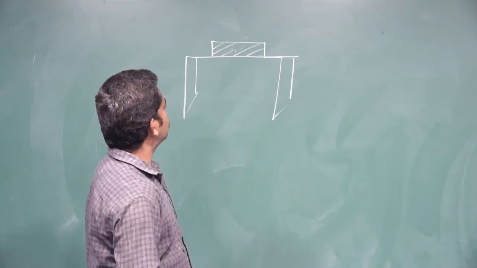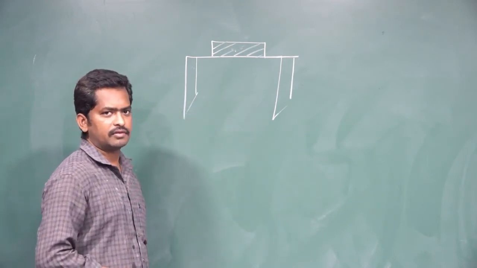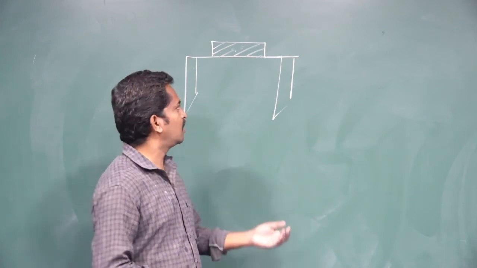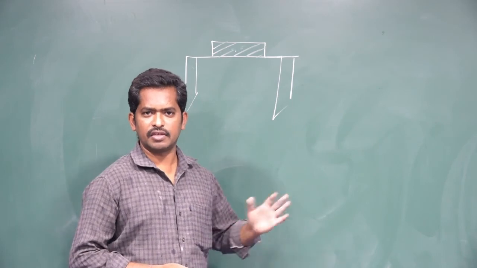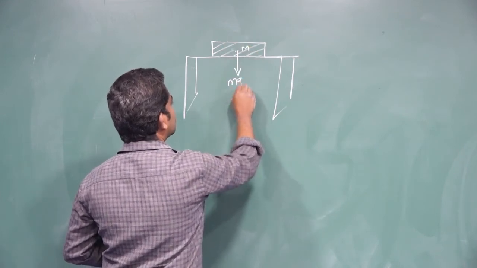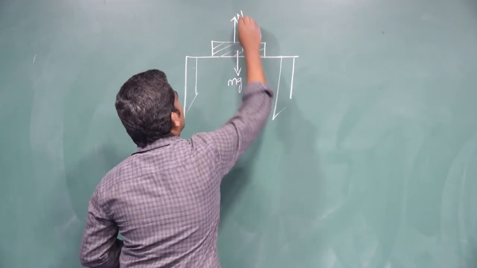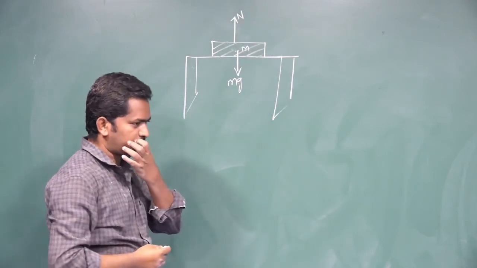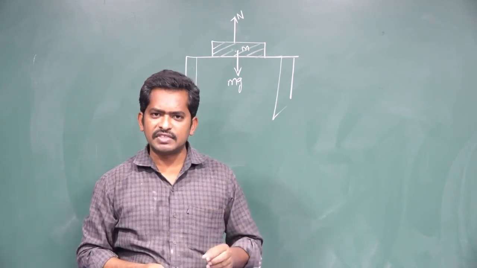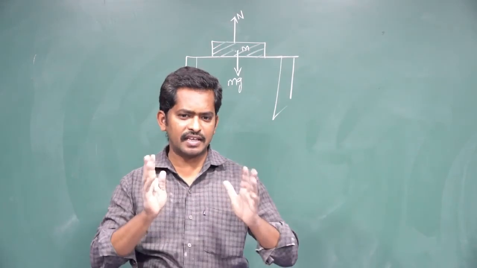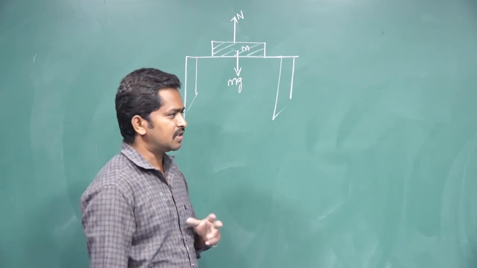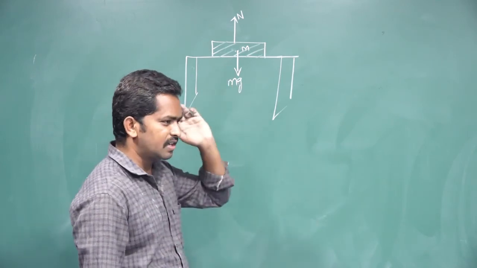Next is an example of a book simply resting on a table. To draw the free body diagram, how many forces act on the object, which means the book? The mass of the object is m, mg is the downward force, and the normal force is N. mg and N are not action-reaction forces, which is very important. Most people consider mg and N to be action-reaction forces, but here they are not.